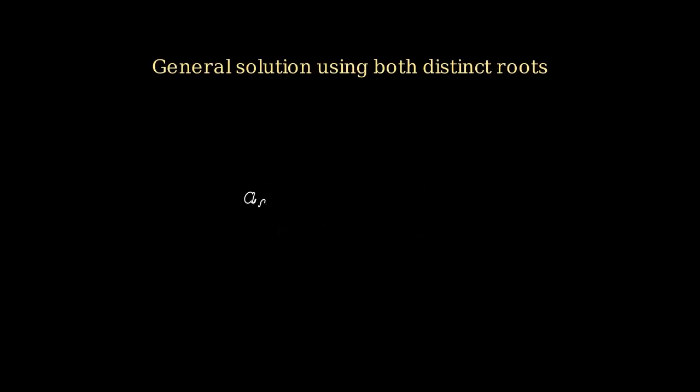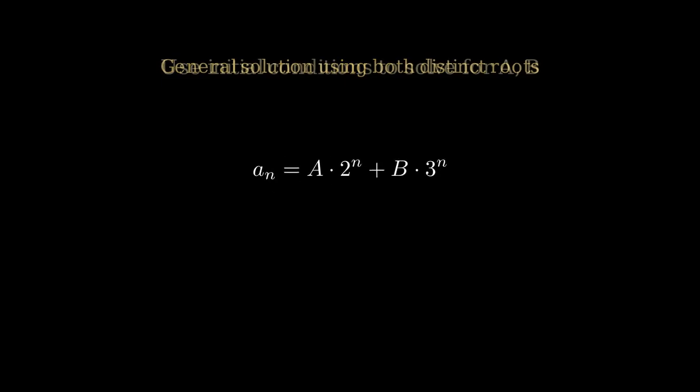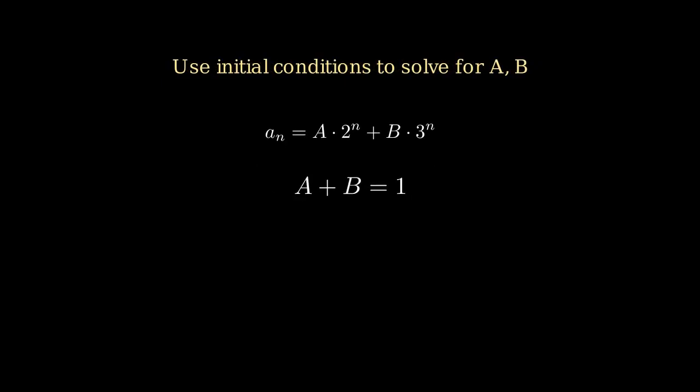Step 3. Since the roots are distinct, write the general solution. a(n) equals a times 2 to the n plus b times 3 to the n. Step 4. Use the initial conditions to pin down a and b. From a(0) equals 1, a plus b equals 1. From a(1) equals 4, 2a plus 3b equals 4.